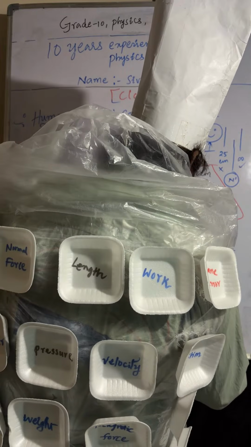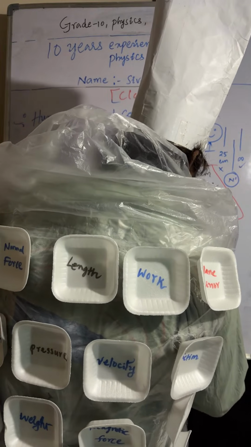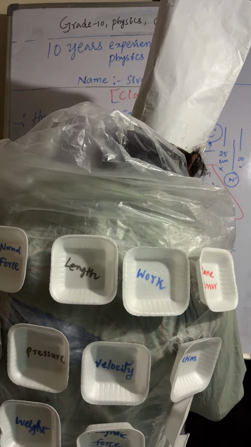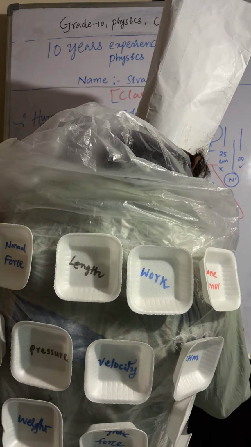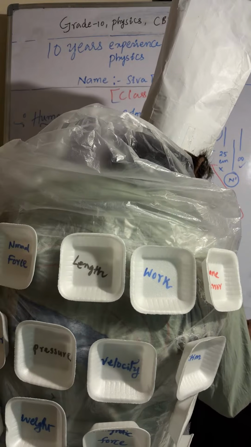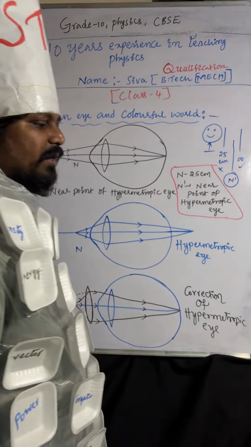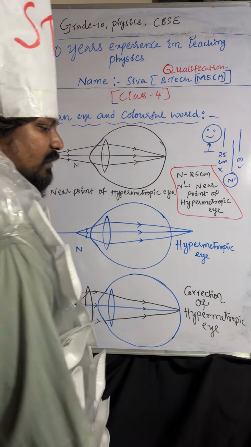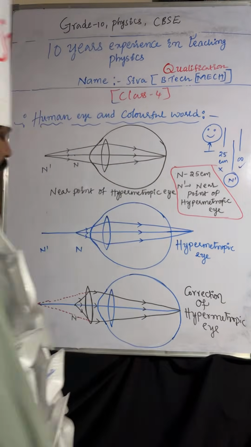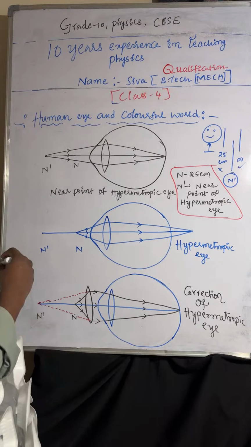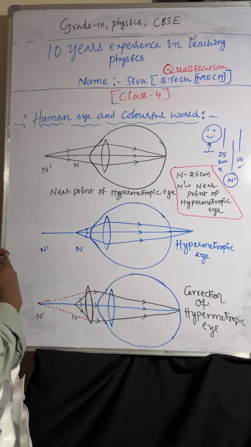So correction of hypermetropic eye. So check once. Check all these three diagrams. I hope it is very clear. So if you have any doubts, let me know. So the concept is very important. You have to understand the concept.